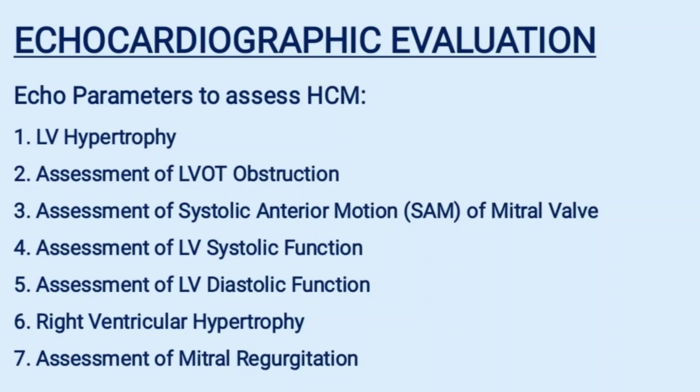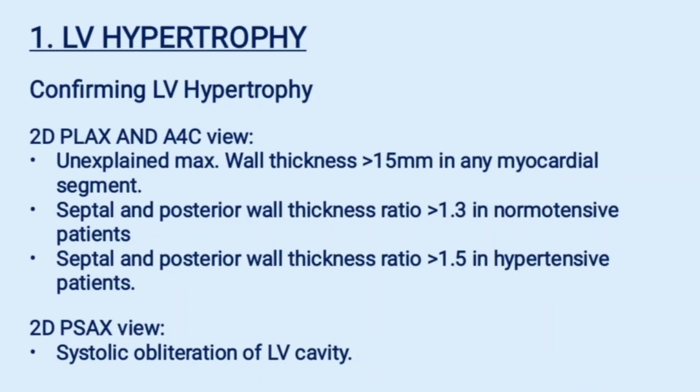As you can see, there are a total of 7 echo parameters that we use in daily routine examination of HCM, which we'll now discuss one by one. So the first one is confirming the presence of LVH. Hypertrophy can involve any region of the myocardium, including increased wall thickness confined to the apex, or the involvement of the LV free wall or even the RV.